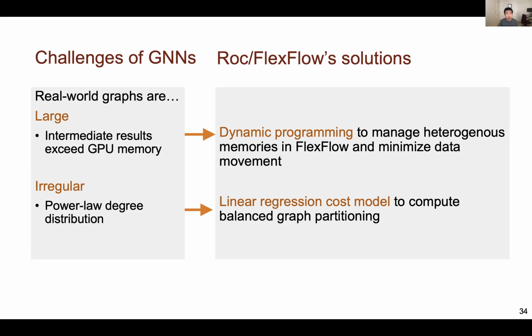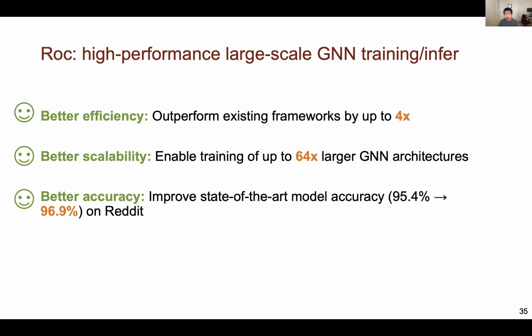To address these two challenges, in ROC we add a dynamic programming algorithm in FlexFlow, because FlexFlow already supports training using heterogeneous memories, to manage heterogeneous memories and minimize data movements. We also use a linear regression cost model for graph partitioning, which computes balanced graph partitions and solves the imbalance problem.